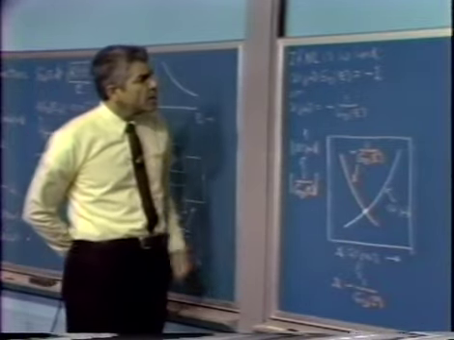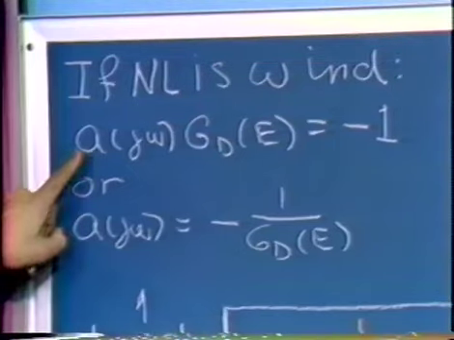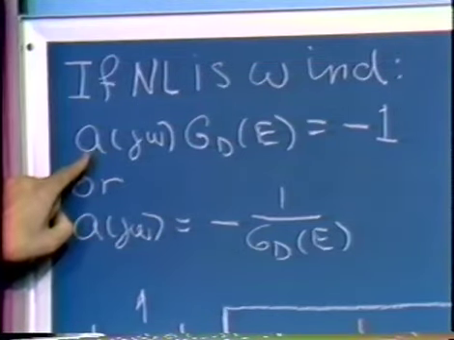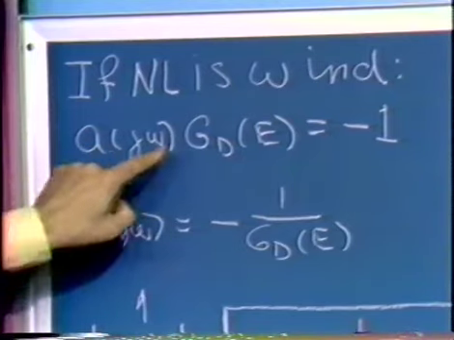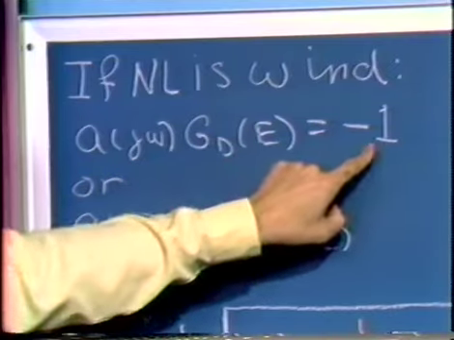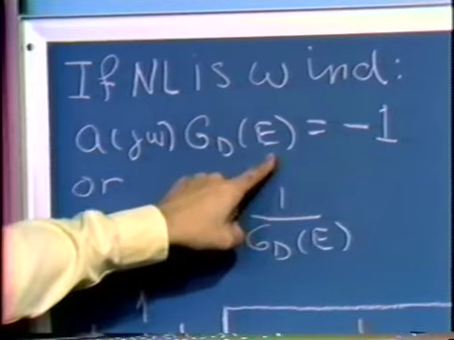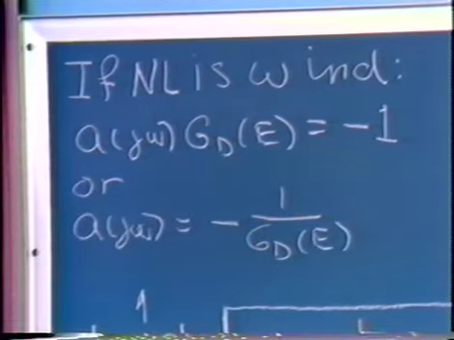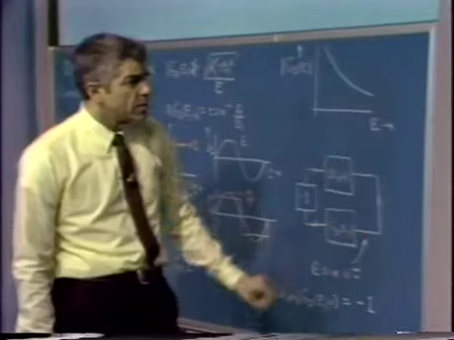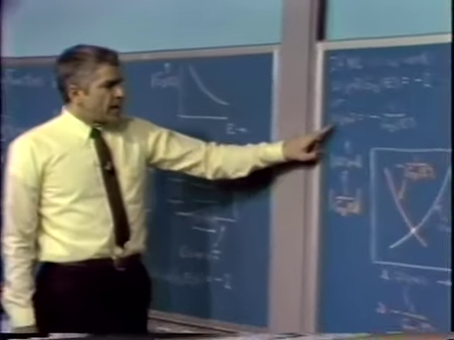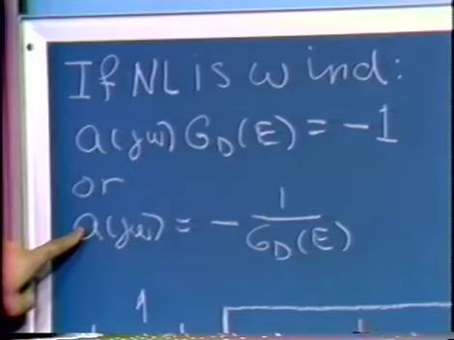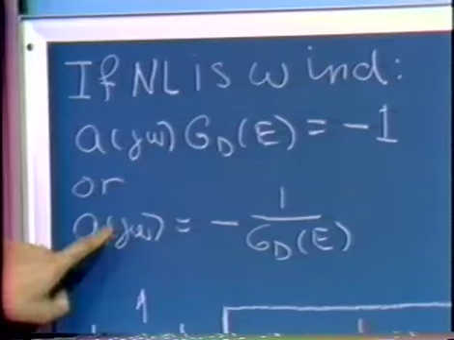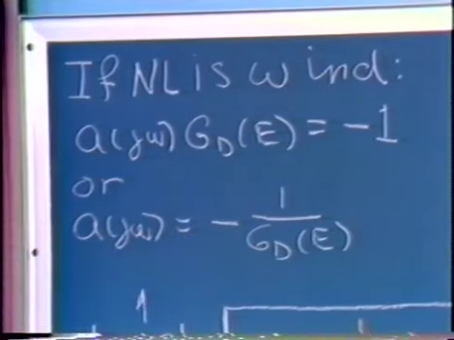However, if the nonlinearity is in fact frequency independent, our condition then reduces to the constraint that oscillations may be possible if the product A of j omega times g sub d of E equals -1. g sub d is now independent of frequency. It's dependent only on the assumed amplitude of the signal at this point in the loop. We can rearrange that, again, in a form very reminiscent of some of our linear system manipulations, and get the relationship A of j omega equals -1 over g sub d of E.